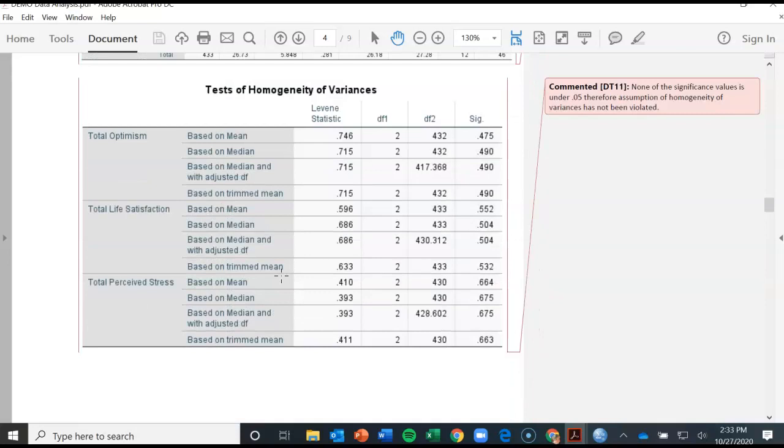Now here, before we can really interpret our F-test results, we have to find out whether or not the distributions of our variables violate the assumption of homogeneity of variance. And so you're looking at the significance value here. None of the significance values is under 0.05, so the assumption of homogeneity of variance has not been violated.